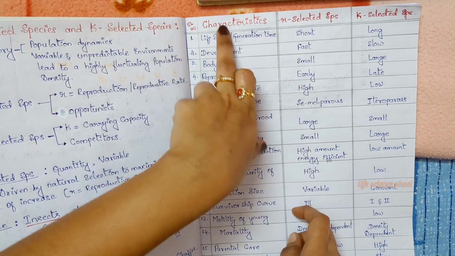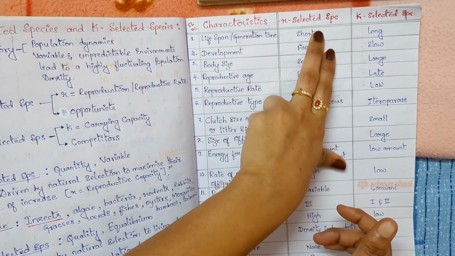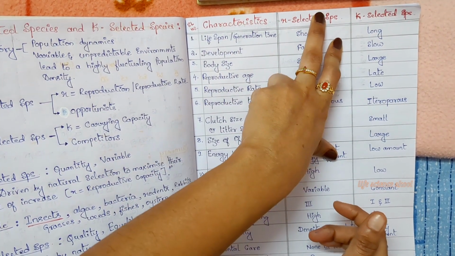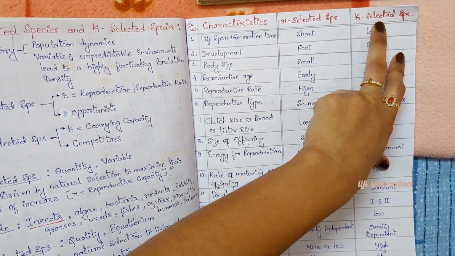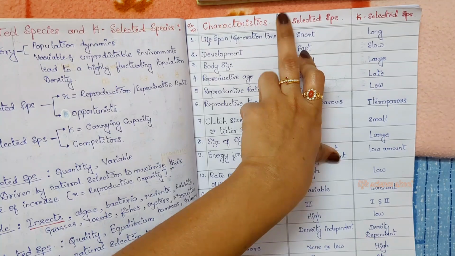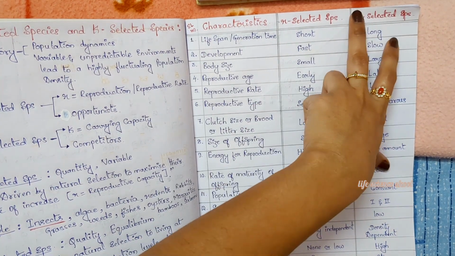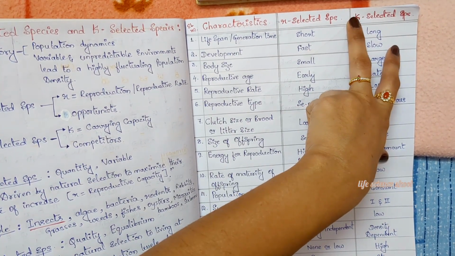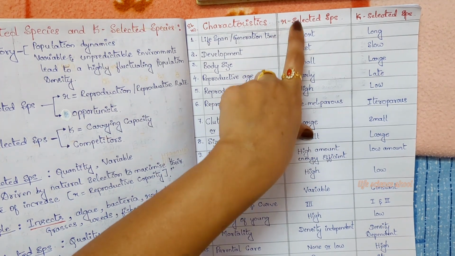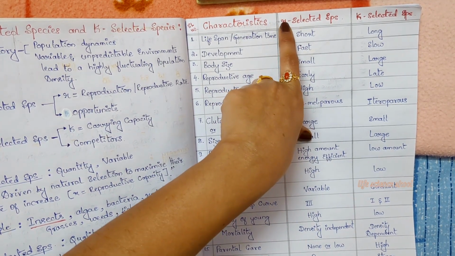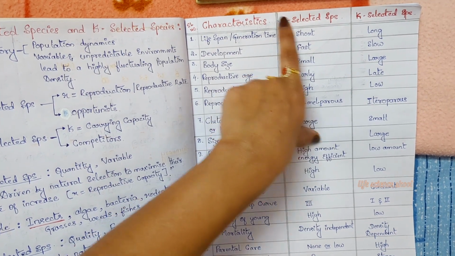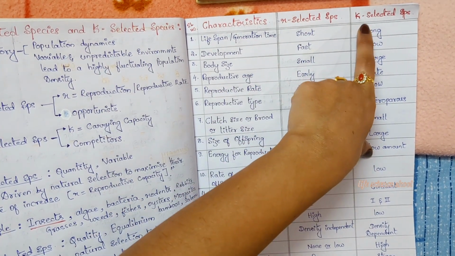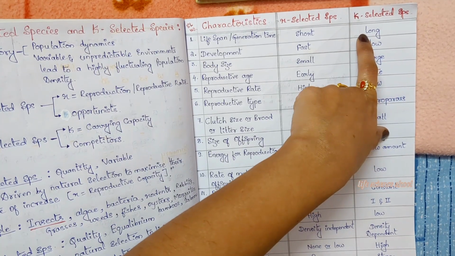This is the serial number, these are the characteristics, these are the characters of the r-selected species, and this is about the k-selected species. r represents the reproductive rate, and k-selected represents the carrying capacity. Remember, r represents reproduction. You should fix this in your mind. When you see r, reproductive rate, when you see k, carrying capacity, and you should know the carrying capacity definition here.